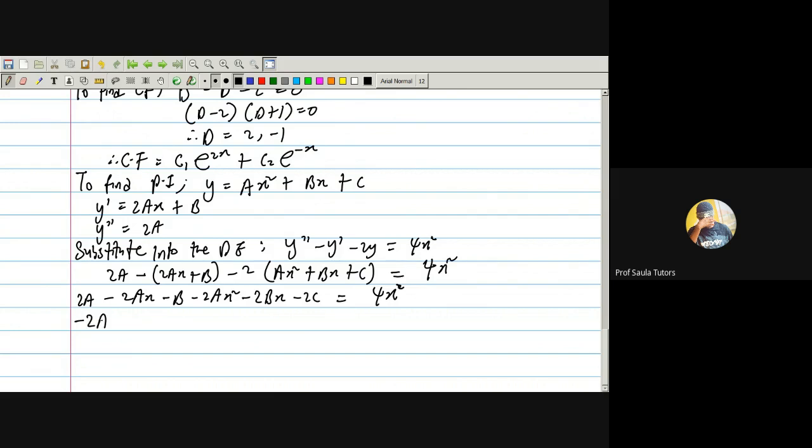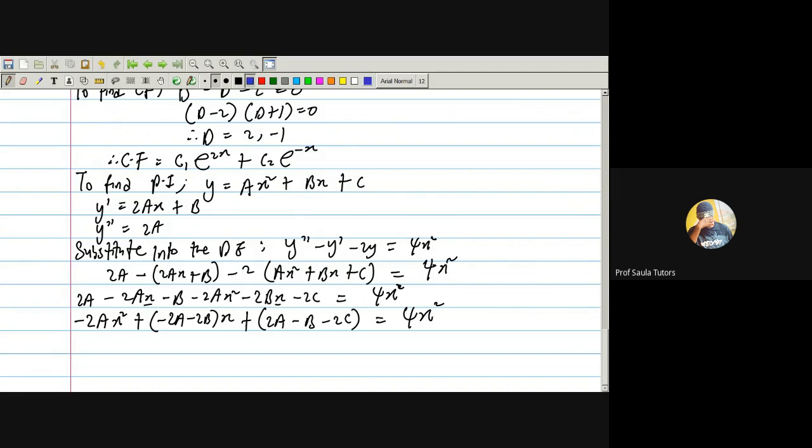So this is my x squared term: minus 2ax squared. Then what have we for x? Bring them together: minus 2a minus 2b, times x. Like what you always do in partial fractions. Then the constant: 2a minus b minus 2c, equals 4x squared.